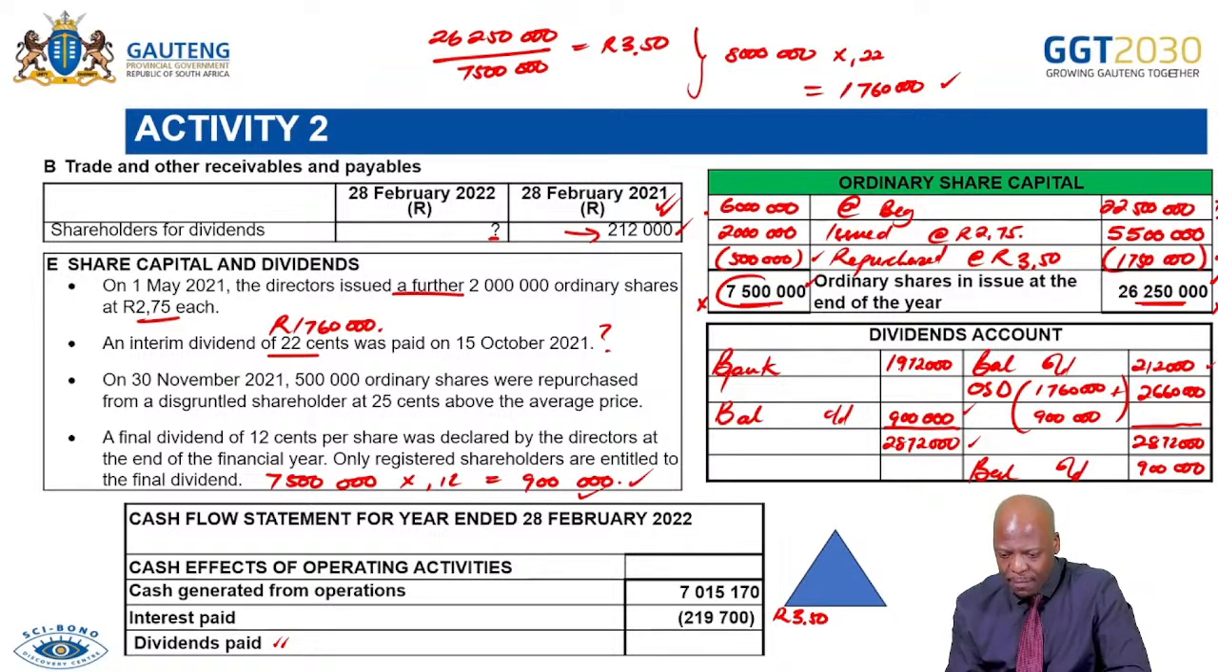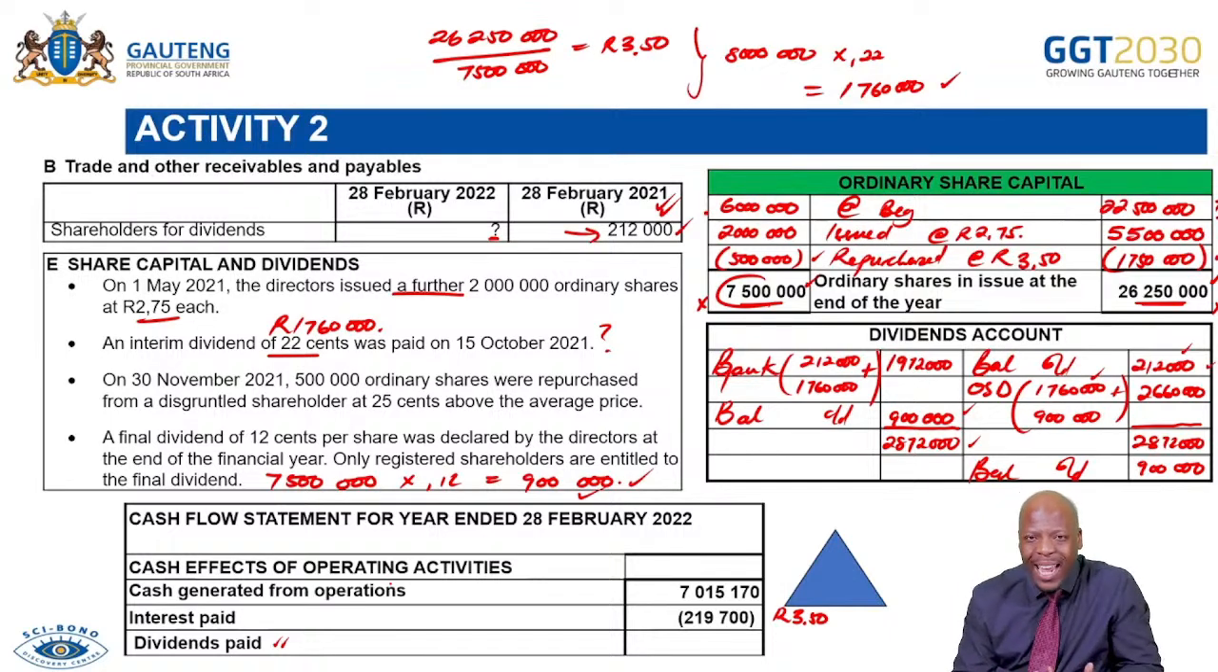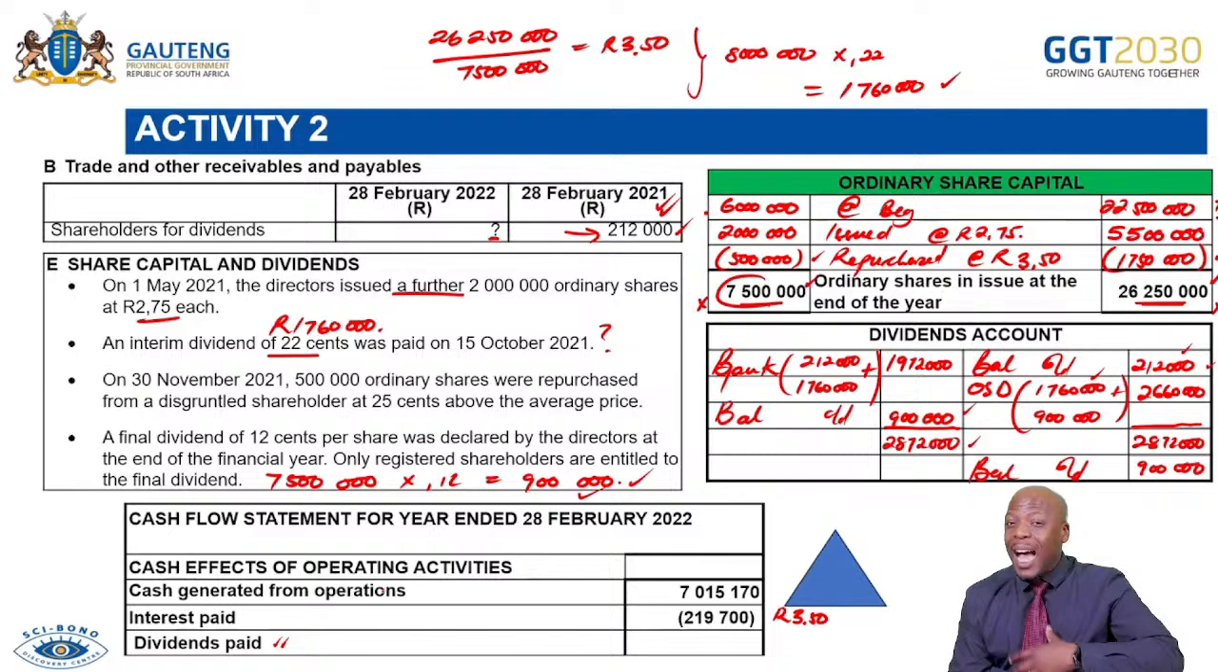Now, you will see that this 1,972,000 is made up of two figures. The first figure is last year's final dividend, which is your 212,000. Then you say plus, that is last year's final, plus this year's interim, which is your 1,760,000. That is how you end up with the 1,972,000. Because I know some of you were saying, but why take the long route? You have to understand that the short route was made out of the long route. This is how it comes about.